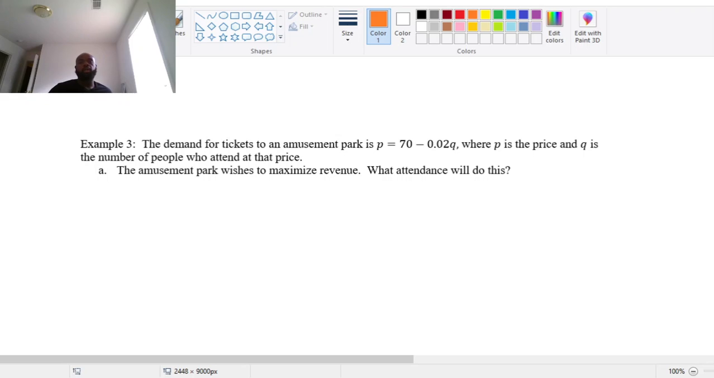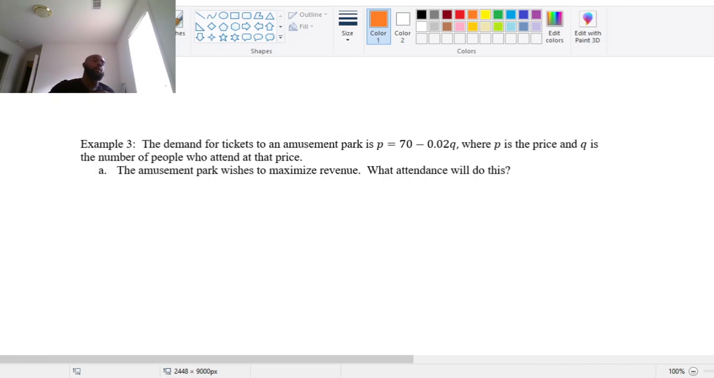So the demand for tickets to an amusement park is P equals 70 minus 0.02Q, where Q is the price and P is the quantity or number of people who attend at that price. The amusement park wishes to maximize revenue. What attendance will do this?